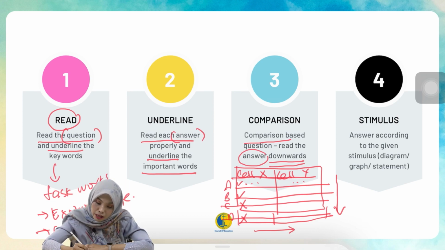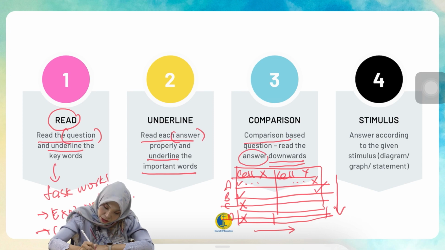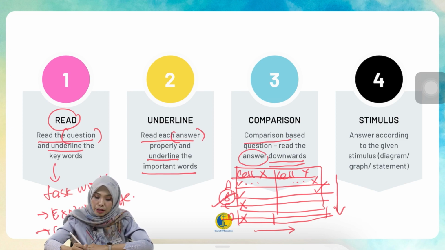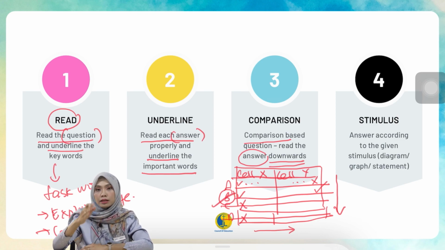Now you check for cell Y. Oh, it's wrong. And oh, this one is correct. Now it has already limited your options and choices, and then you know the answer can be B. So you must make sure you read the answers downwards.